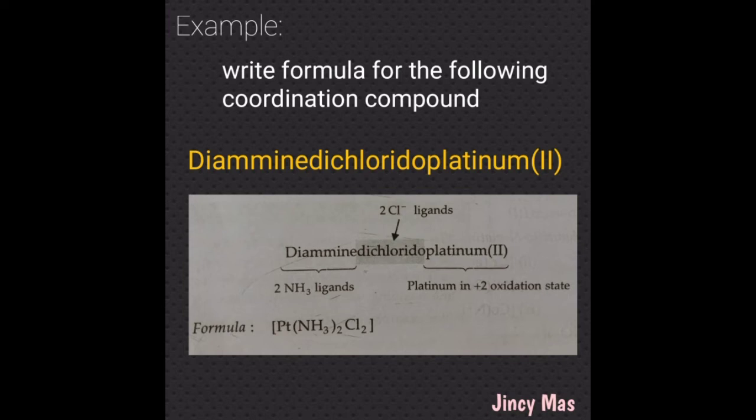In the bracket, in Roman numerals, it is written 2. So platinum is the central metal atom in plus 2 oxidation state. So that you have identified. So that should be listed first.